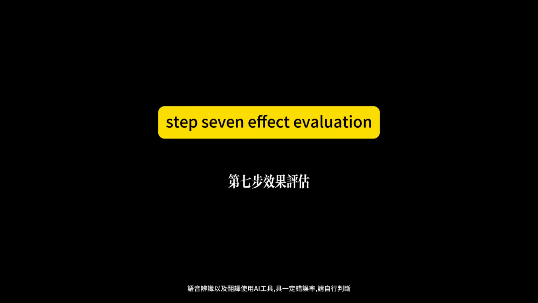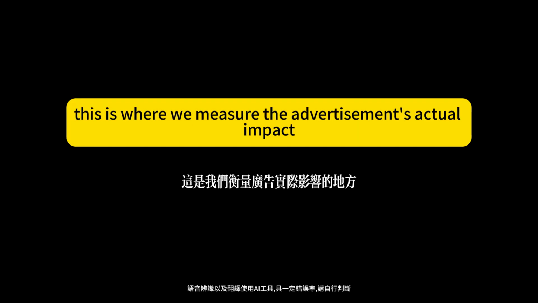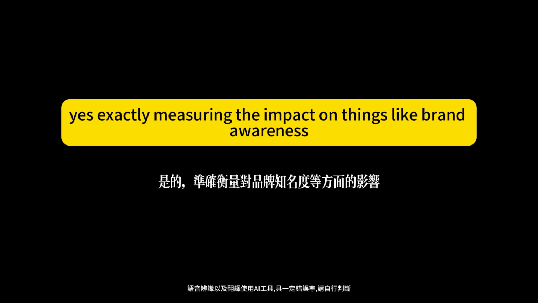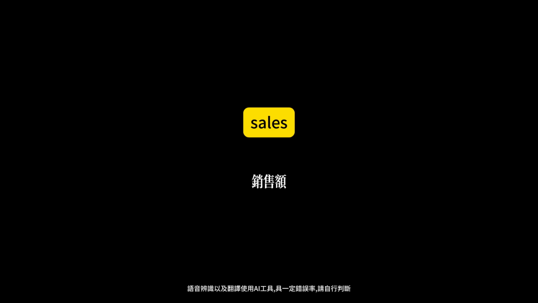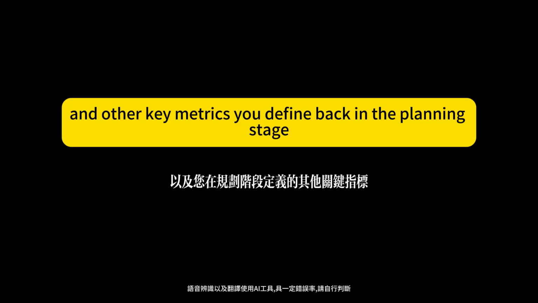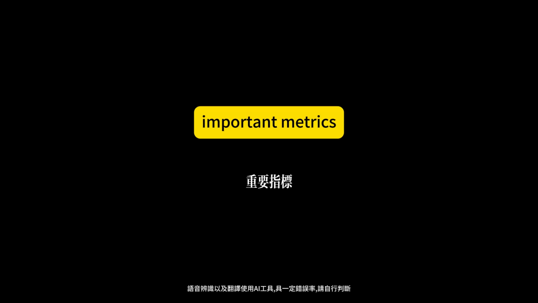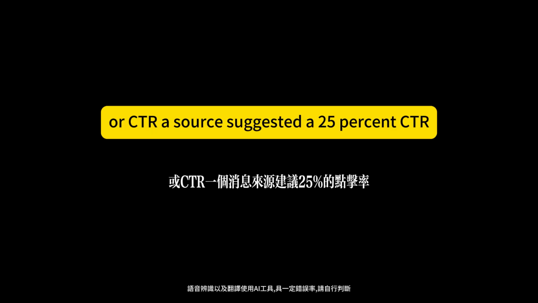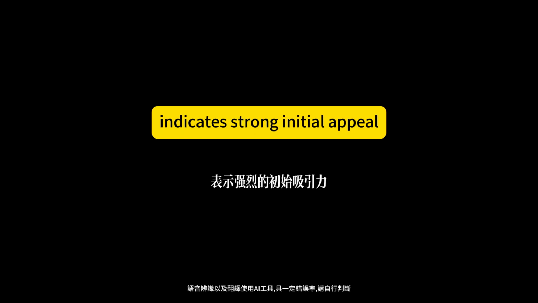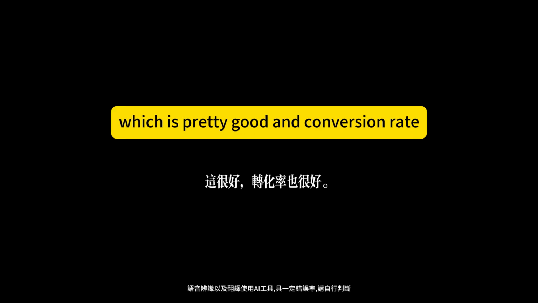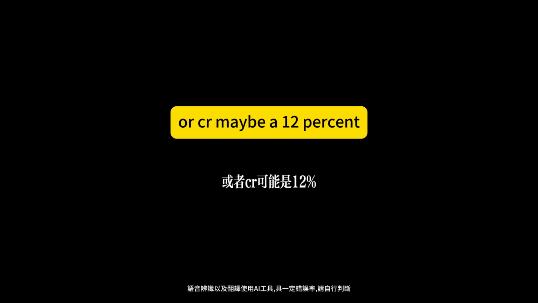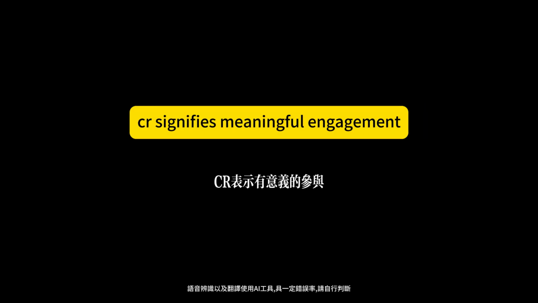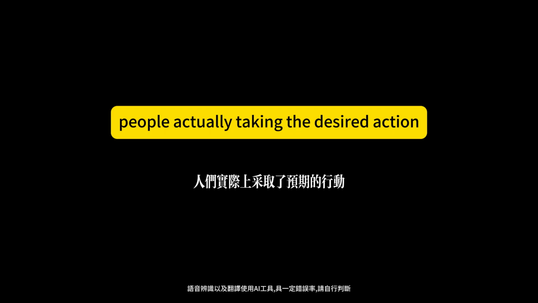Okay, and finally, step 7, effect evaluation. This is where we measure the advertisement's actual impact. Yes, exactly. Measuring the impact on things like brand awareness, sales, and other key metrics you defined back in the planning stage. Important metrics here often include click-through rate, or CTR. A source suggested a 2.5% CTR indicates strong initial appeal, which is pretty good. And conversion rate, or CR, maybe a 1.2% CR, signifies meaningful engagement, people actually taking the desired action.